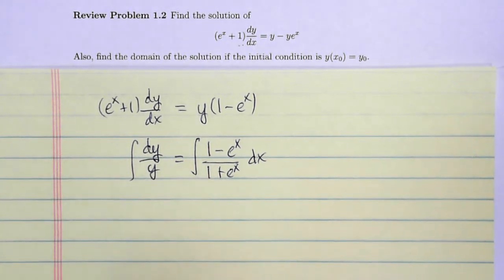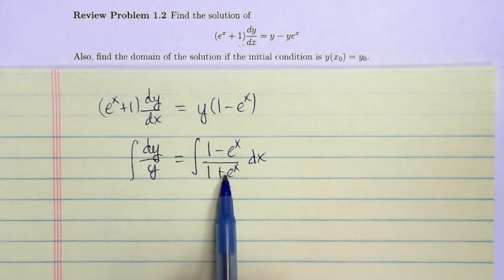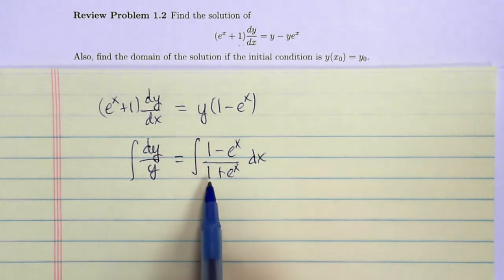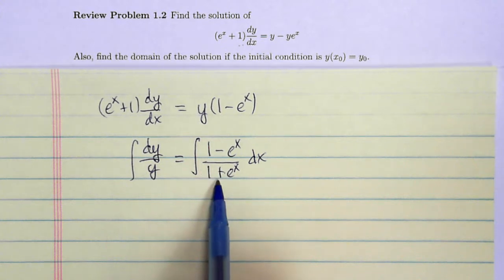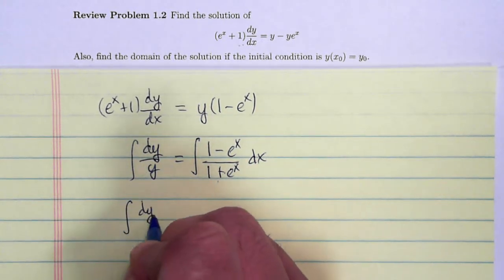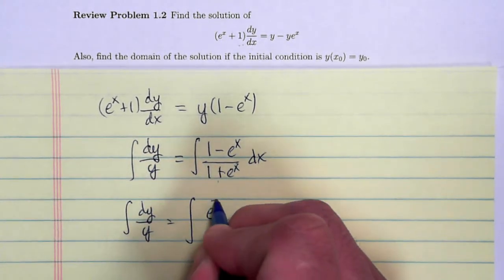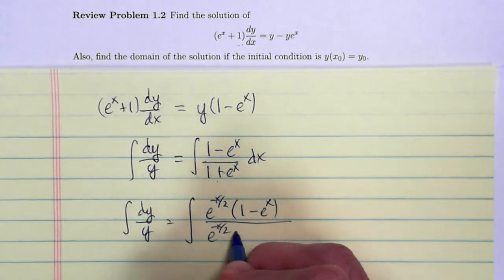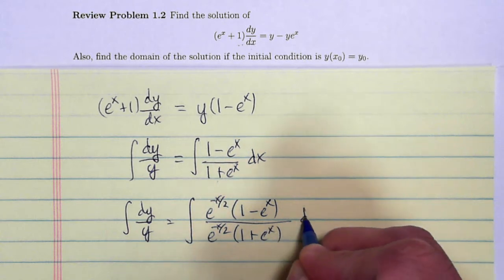The integral of the right-hand side involves something called a transcendental hyperbolic trigonometric function. This is not something I expect anybody to have memorized. So here's the trick that I would use for this. I'm going to multiply top and bottom here by e to the minus x over 2. So e to the minus x over 2 times 1 minus e to the x, over e to the minus x over 2 times 1 plus e to the x, dx.